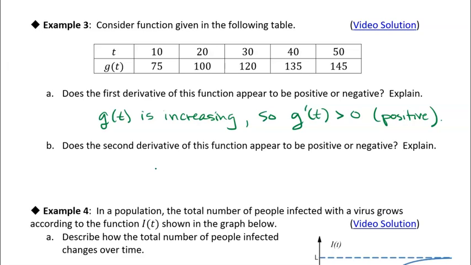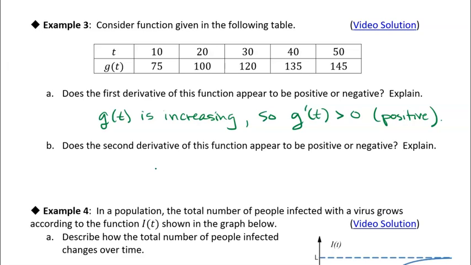And then it's asking us, does the second derivative of this function appear to be positive or negative? Well, there's no function to take the derivative of the derivative. In fact, we don't even have the derivative. All we know is that the derivative is positive. So how could we figure out what's happening with the second derivative? Remember, if the second derivative is positive, then the derivative is increasing. And if the second derivative is negative, then the derivative is decreasing.